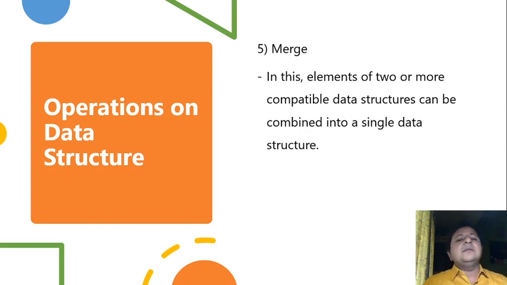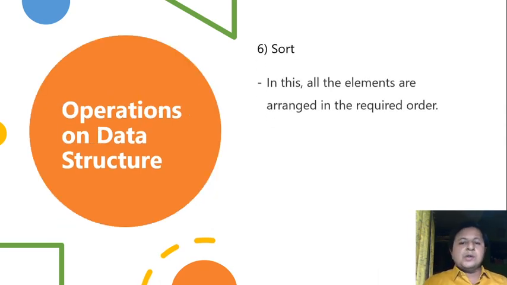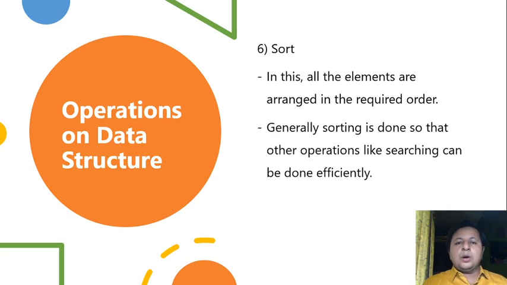So that's the reason merging again has a constraint of compatibility. The next operation is sort. As all of us are very much aware, sorting is one of the important operations. You might have studied so far maybe basic types of sorting like bubble sort or something. So the main aim behind sorting is to arrange the elements in the required order.